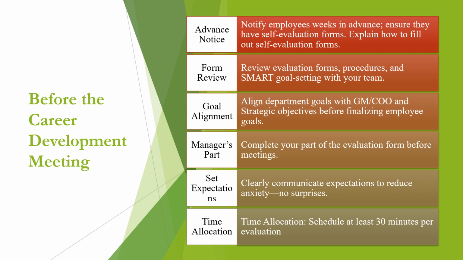Align department goals. Match employee goals with GM, COO, club, and board objectives. Prepare in advance. Complete your section of the form before the meeting. Communicate expectations. Reduce anxiety by outlining the process. Allow enough time. Schedule at least 30 minutes per meeting for a meaningful discussion.